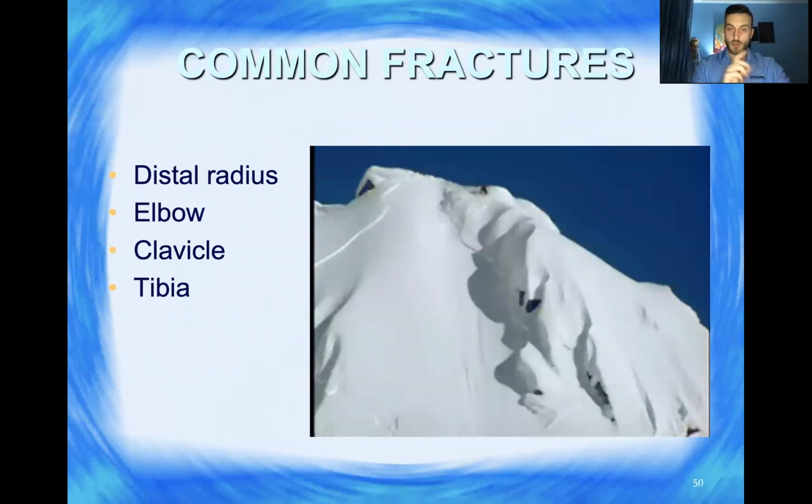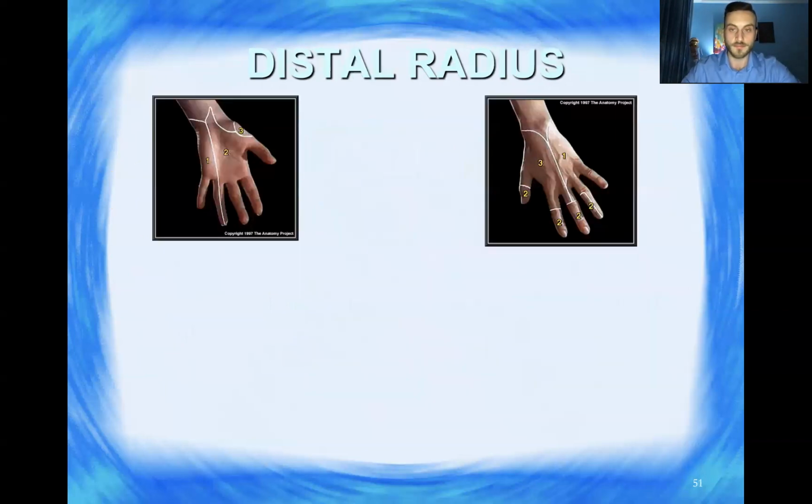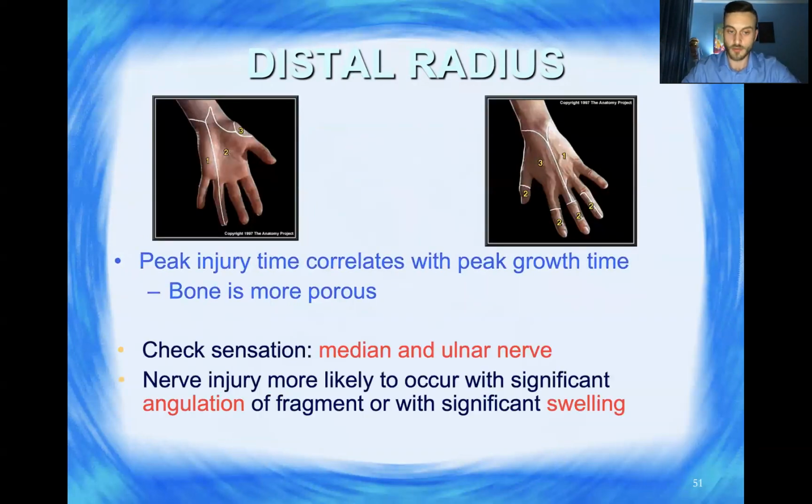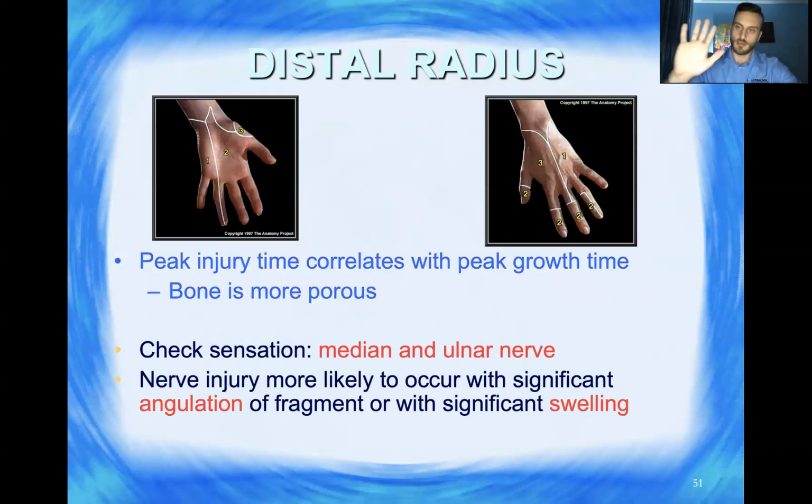Let's go very fast with the most common fractures. We will talk about them in the upper limb and lower limb, but let's just go through them very fast. So we have distal radius, elbow, clavicle, and tibia. The distal radius is the commonest, okay? Because you fall on an outstretched hand, it is a radial injury. You have to check sensation for the median and ulnar nerve for sure.